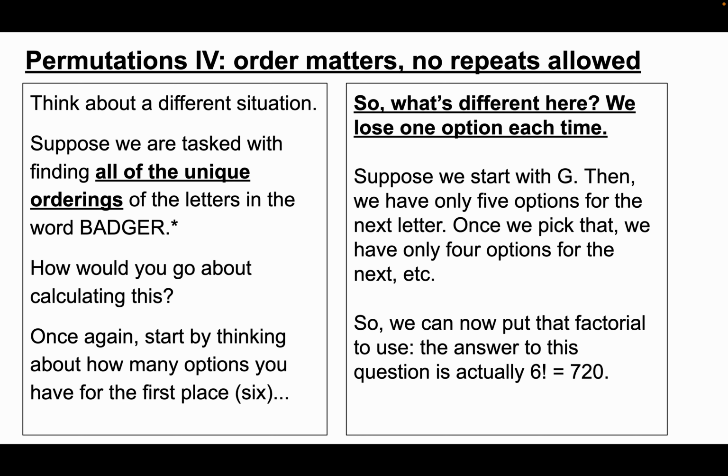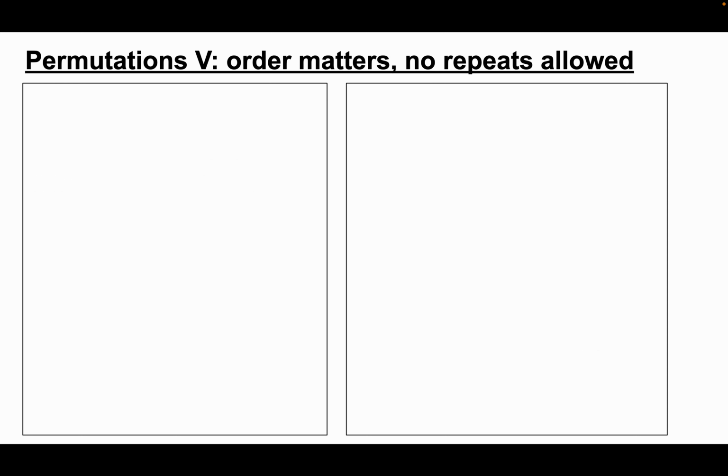If we think about, okay, we're losing 1 option each time, but I should still apply that same logic from the last slide. So we want to multiply the number of options we have at each step. Well, that's kind of nice. We had 6 options to start, then 5, then 4, then 3, then 2, then 1. And that happens to just be 6 factorial. So that's the answer to this question.